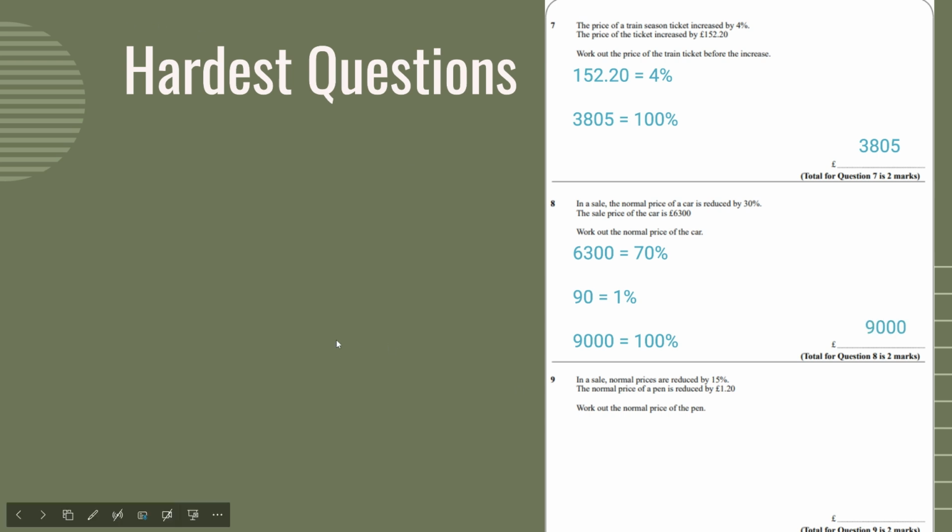In our third question, in a sale, normal prices are reduced by 15%. The normal price of a pen is reduced by £1.20. Work out the normal price of the pen. As we did before, the reduction of £1.20 equals a reduction of 15%. And if we divide both sides by 15, we get 8p equals 1%. Times both sides by 100, so we get £8 equals 100%. So the final answer of the normal price of the pen is £8.